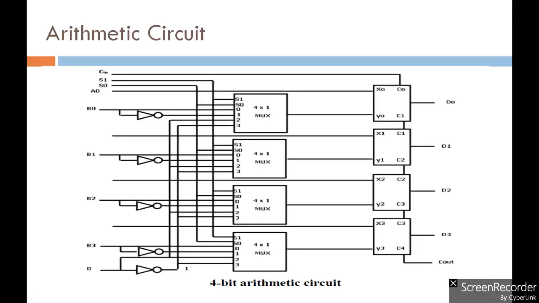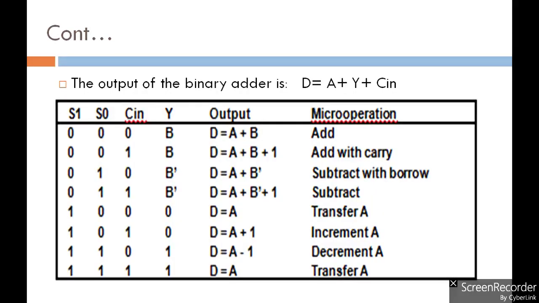From all these values we can simply generate the different micro-operations, and all different kinds of arithmetic operations can be implemented using this single circuit. Now let's see which different micro-operations can be implemented using this circuit. So here is the list.